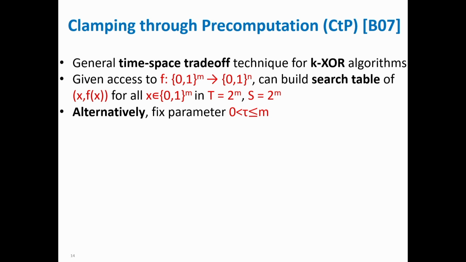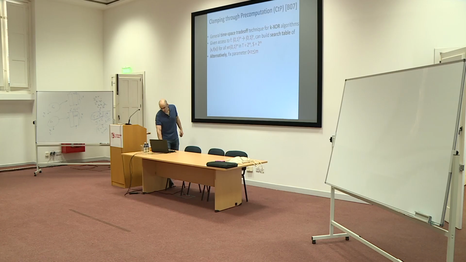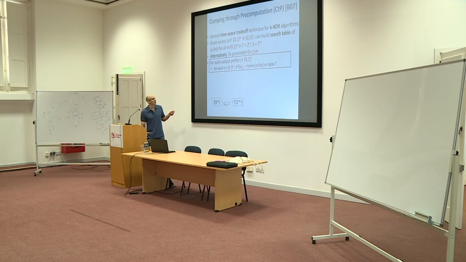Alternatively, let's split this step into several steps, but build smaller tables for each step. What we're going to do is fix some parameter tau, which is between 0 and m. And we're going to iterate on each output prefix. Let's call it string t. It will be just a tau-bit string.